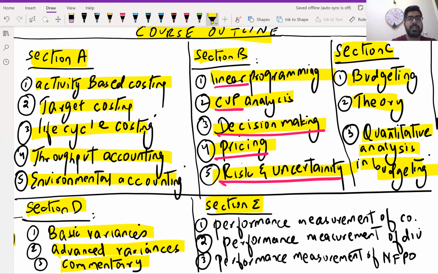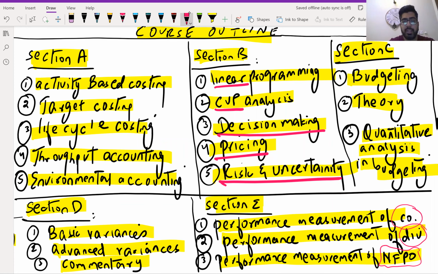And section E is all about performance measurement. It has 3 areas: performance measurement of company, performance measurement of division, and performance measurement of NFPO, not-for-profit organization. Whole of this section is based around performance measurement, but that's split into performance measurement of company first, then performance measurement of a unit or division, then performance measurement of a not-for-profit organization. After you end the syllabus, there are some small IT issues like data analytics, big data, some new additions in the syllabus as well.